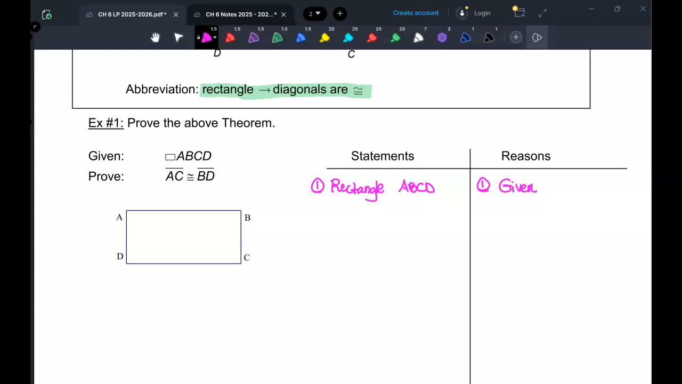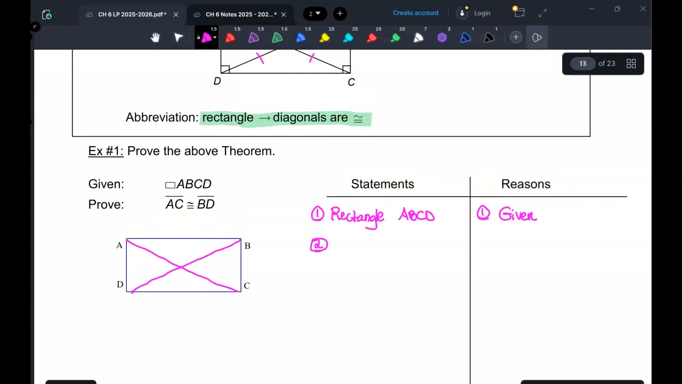Okay, we're moving on. Number 2. We're going to prove the above theorem. We want to prove AC is congruent to BD. So you can say AC is congruent to BD, do the opposite. What? No, you can't prove the theorem with the theorem. Yeah, Aaron. Can you say that?